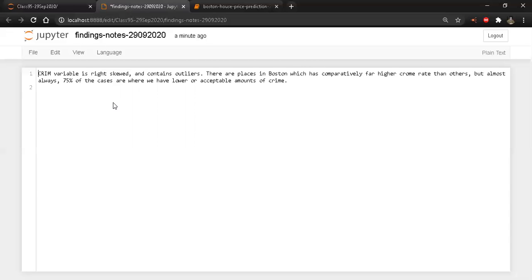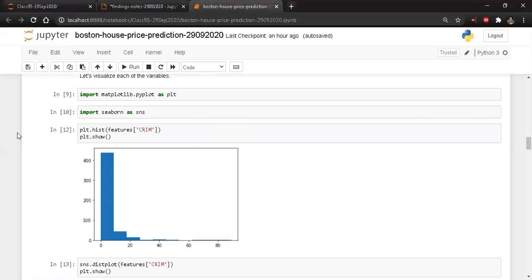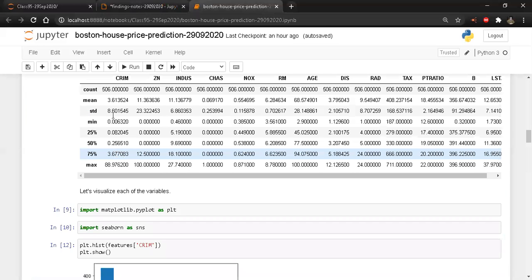Because if you look at the summary once more, let's go back to our notebook again. If you look at the summary, you will come to know. If you scroll up, you see 75% value is almost same as the average value, right? So that's why I can say this is the case. The same thing applies for ZN.